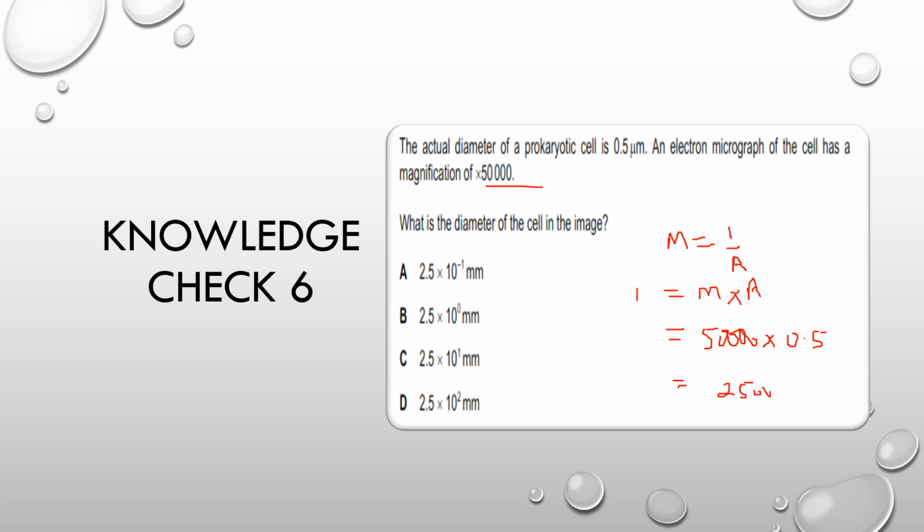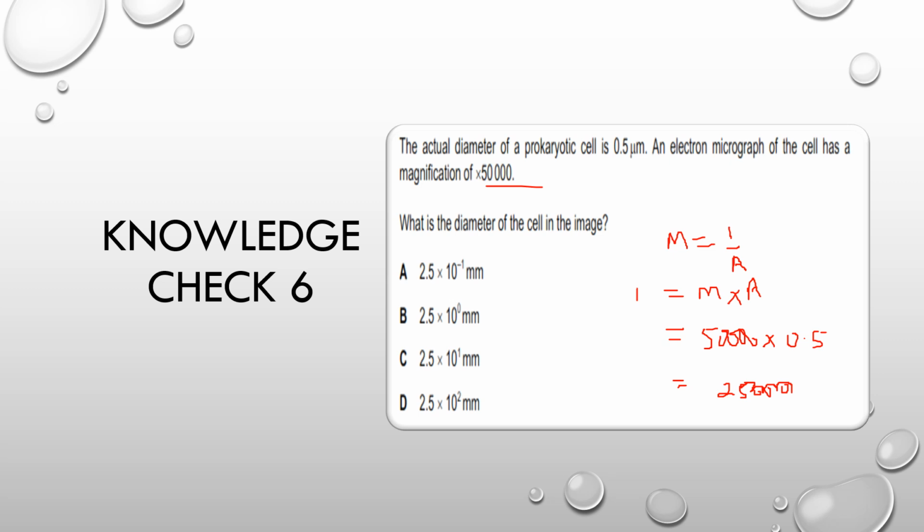25,000, right? So convert it to what? All right, 50,000 divided by that. If converted to standard form, that is going to count 1, 2, 3, 4. Okay, now the answers are in millimeters.